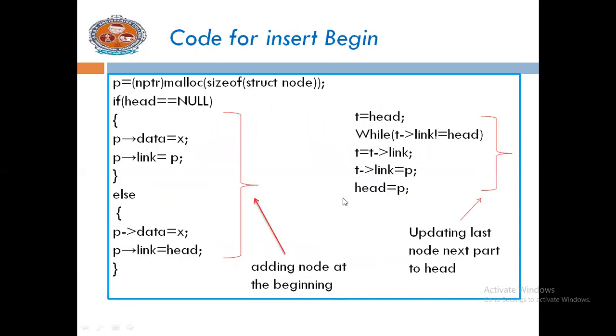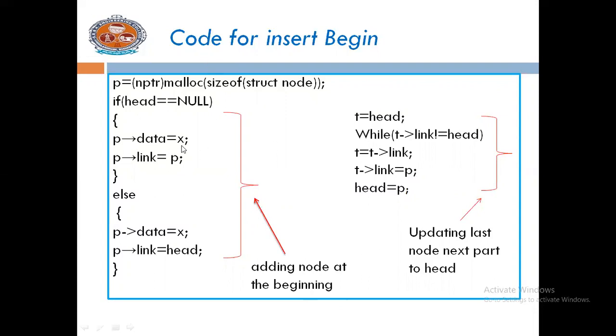Coming to the code for insert begin. Here we are creating a new node P. We are allocating memory for a new node P and we are adding that new node at the beginning of the list. Before adding, we'll check whether list is empty or not. That is by checking the condition if head equal to null. If head equal to null means list is initially empty. So whatever node is added by us acts as first node in the list. So P of data equal to X.